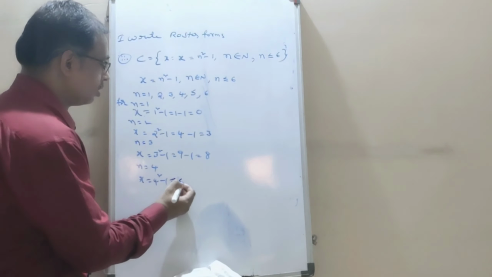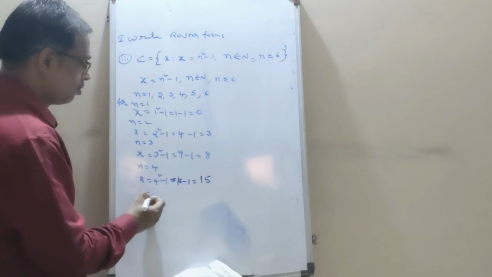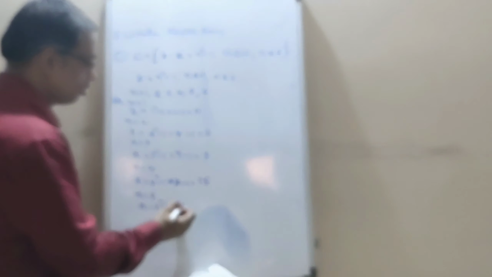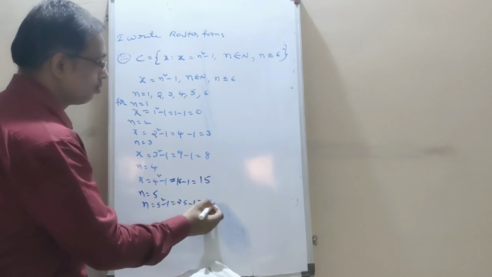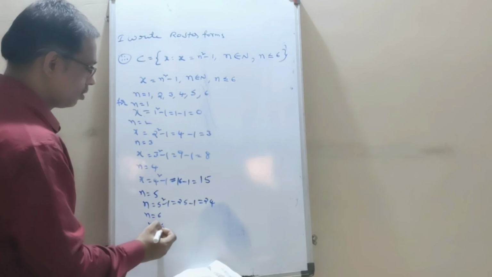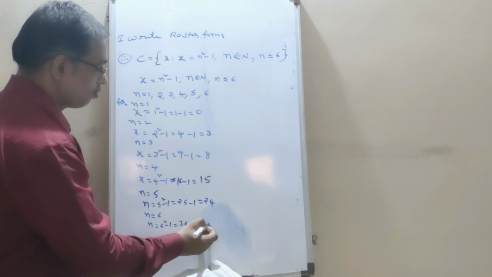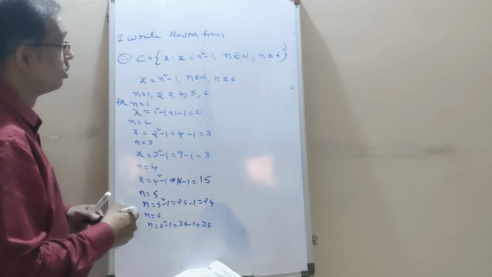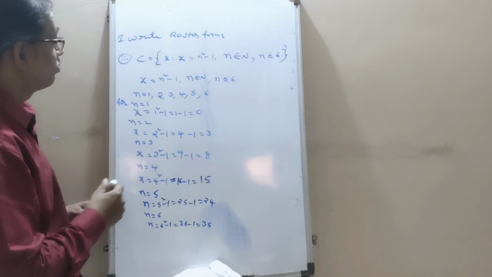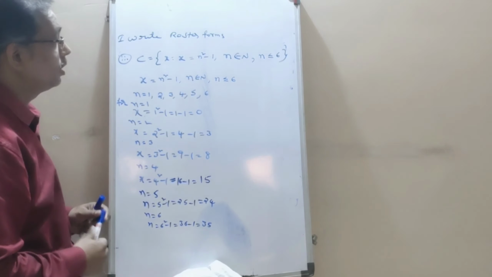that is 15. And next n is equal to 5: x is 5 square minus 1, 25 minus 1, 24. The last value n is equal to 6: x is 6 square minus 1, 36 minus 1, 35. So the elements are starting from where? 0, 3, 8, 15, 24 and 35.